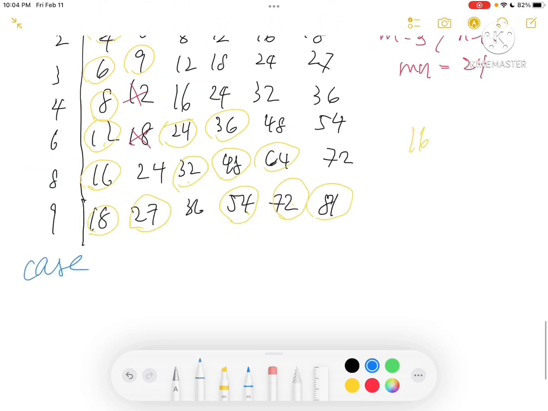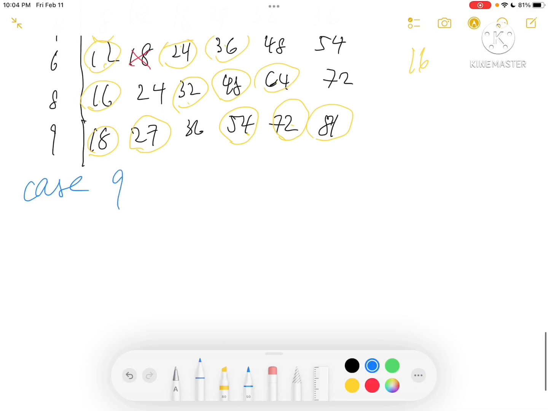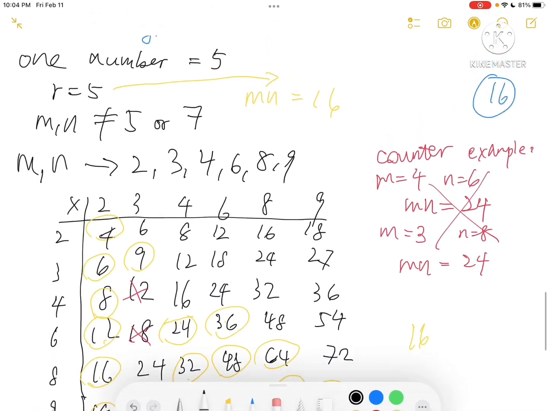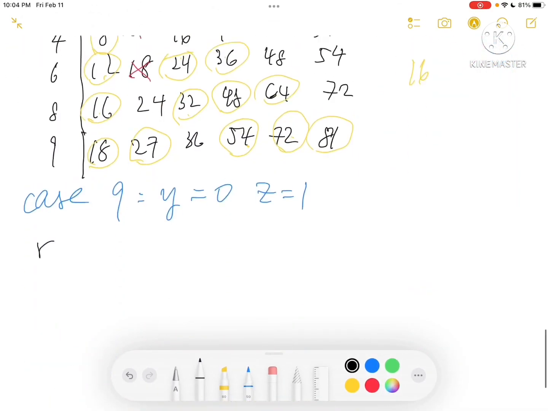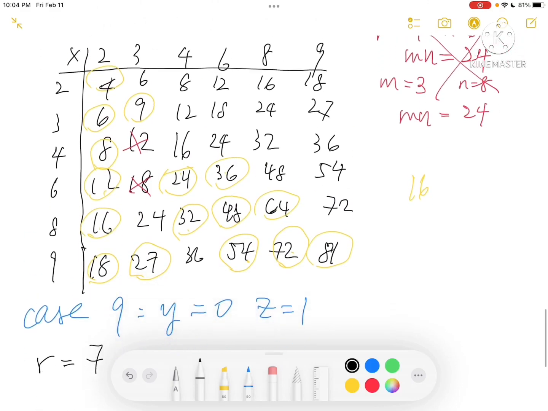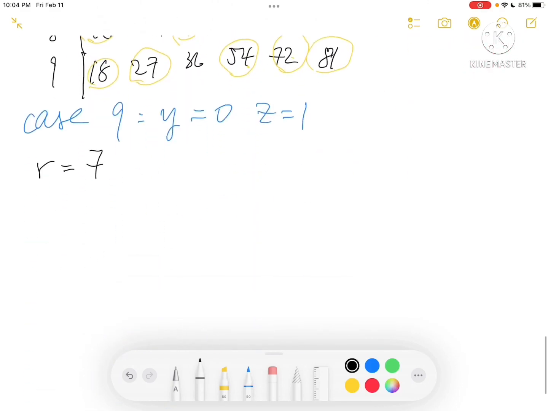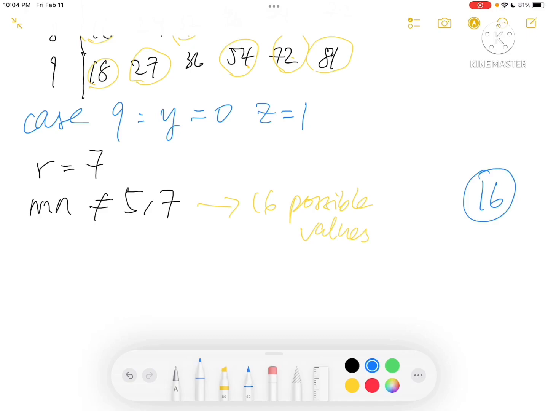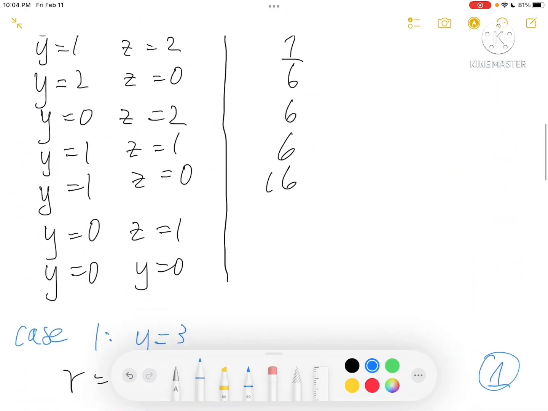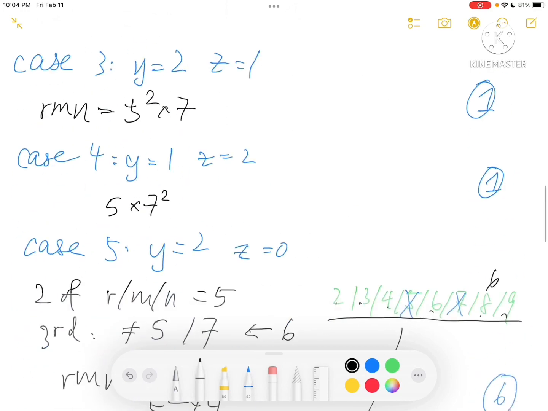Okay, now we have case, what case is it again? Okay, case 9, great. Case 9 is when y is equal to 0 and z is equal to 1. So we can actually apply the same logic as case 8. Let's just say that r is equal to 7, and we can set up the same table of values, because we know that m and n cannot be equal to 5 or 7. So according to the same logic, there will just be 16 possible values for m and n. So for case 9, that's also 16. So nice, we have almost finished our question. We're almost there.